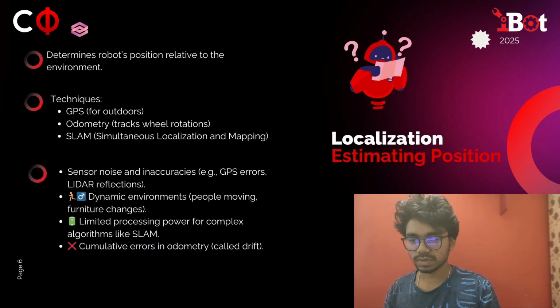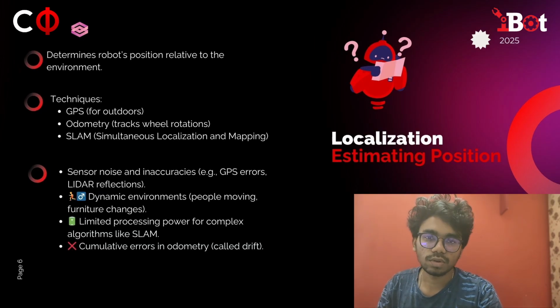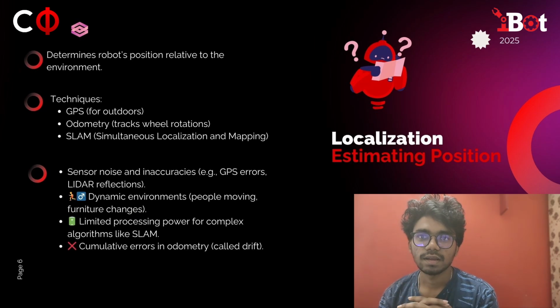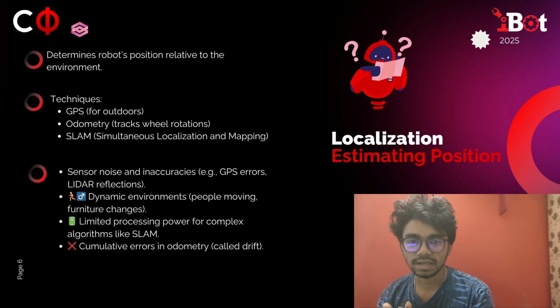So getting into the next part, which is localization. So coming to localization, what is actually localization? Localization is a robot detecting where it is itself, like us knowing where we are on Google Maps.